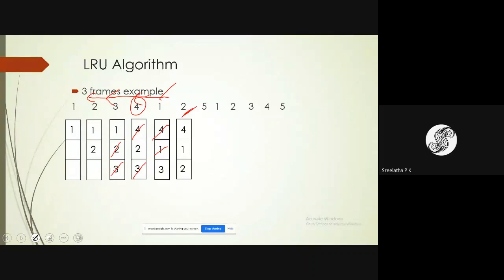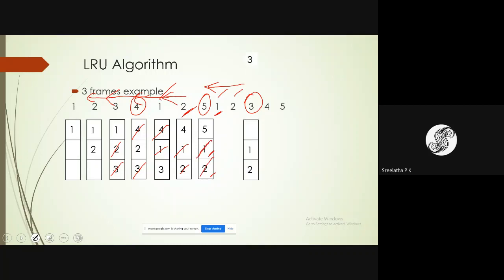Next, 2 is required. Now recently used are 1 and 4. So 2 is replaced in place of 3. Next page 5 is required. Again, it is a page fault. Recently used are 2 and 1. So 4 is replaced by 5. Next, page 1, there is no page fault, it is available. Page 2, available. Page 3 is a page fault. Check the recently used instructions. It is from page 2, block page 2, recently used from page 1, block page 1, and 5 is replaced by 3.